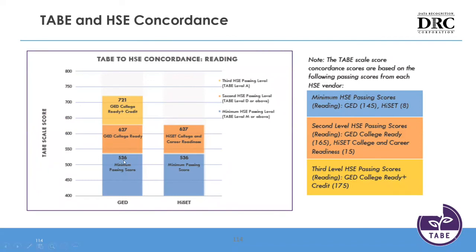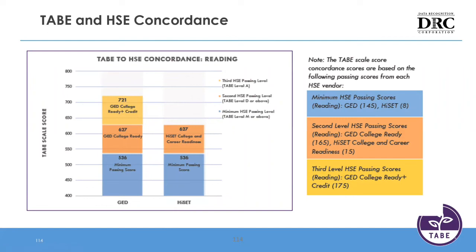Now, if a student was to stay in adult ed and continue with classes and take a TABE test level D or above and get a 627 on reading, then they are more likely to pass the GED at the college ready score. That's that 165. So again, this research will show, you know, the different scores. Now, if you recall, 536 on level M of reading is the start of NRS level 4.